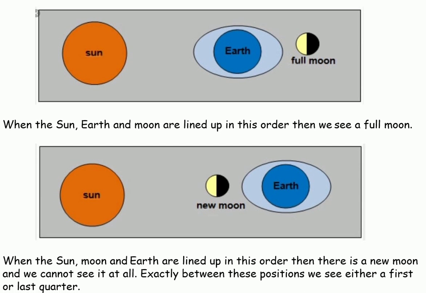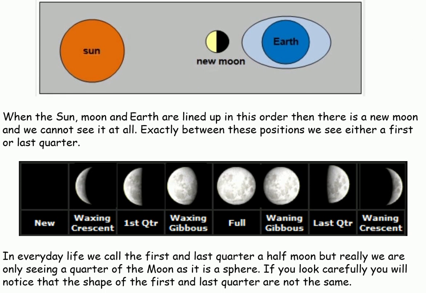When the Sun, Earth, and Moon are lined up in this order, then we see a full moon. When the Sun, Moon, and Earth are lined up in this order, then there is a new moon and we cannot see it at all. Exactly between these positions, we first see either a first or last quarter.